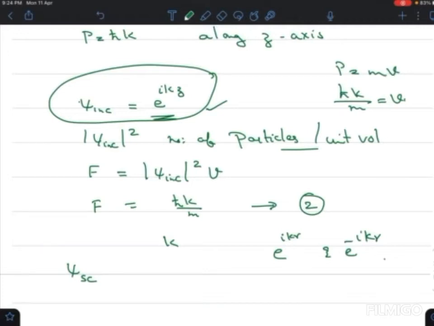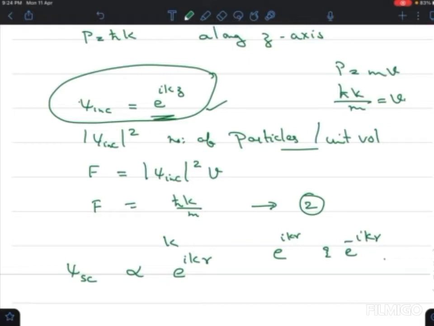So here e raised to ikr is the outgoing wave and e raised to minus ikr is the incoming wave. And we know that the scattering is always outwards. Therefore, psi scattered is proportional to e raised to ikr.